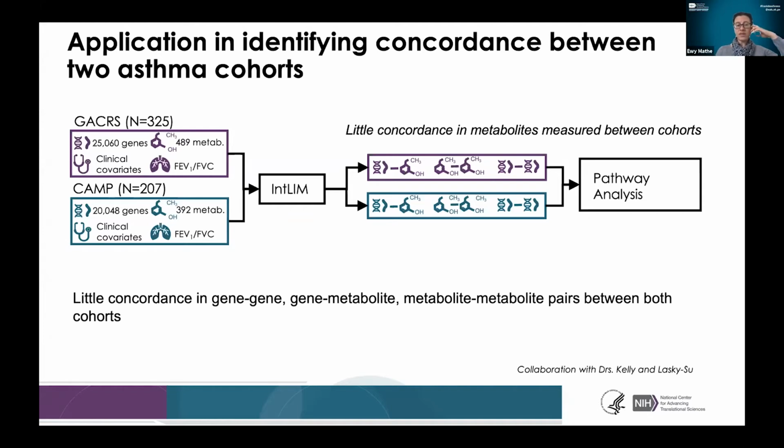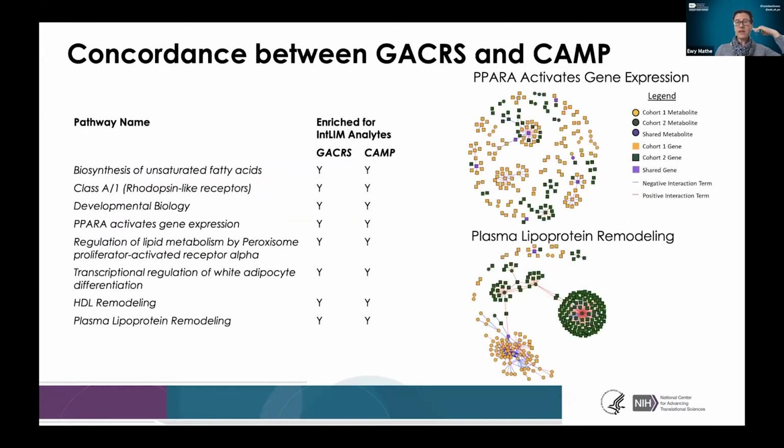And so when we ran these models, we found very little concordance between the gene-gene, gene-metabolite, and metabolite-metabolite pairs between both cohorts. And this is where we had to go back into a context, a biological context. In this case, we looked at biological pathways. And so we took our analytes that were significant in the INTLIM pairs and ran multi-omic pathway enrichment analysis and found pathways that were enriched in both.